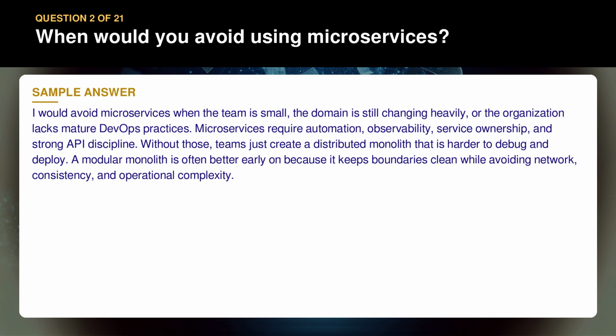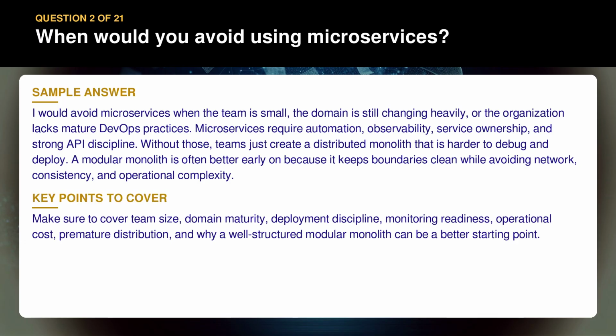A modular monolith is often better early on because it keeps boundaries clean while avoiding network, consistency, and operational complexity. Make sure to cover team size, domain maturity, deployment discipline, monitoring readiness, operational cost, premature distribution, and why a well-structured modular monolith can be a better starting point.